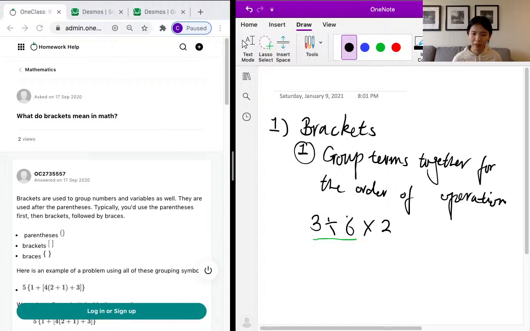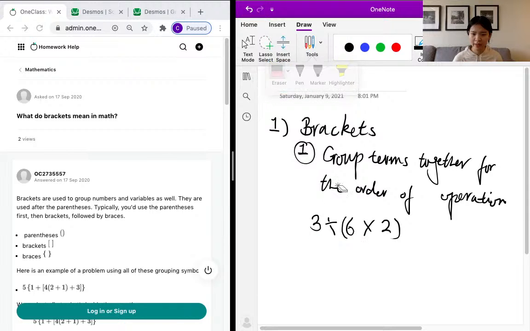However, if you put the brackets around the 6 times 2, then you have to calculate the expression in the brackets. So in this case, you actually have to calculate 6 times 2 first, and then 3 divided by 12, which is the result of 6 times 2. So this is the first use of the brackets.